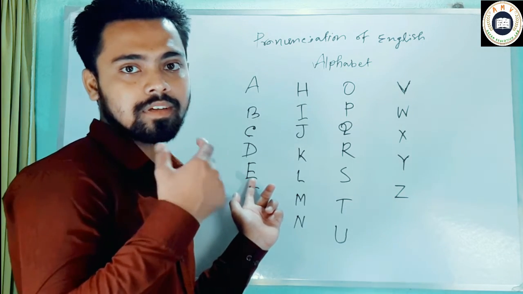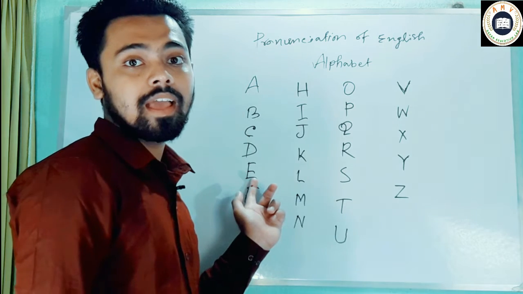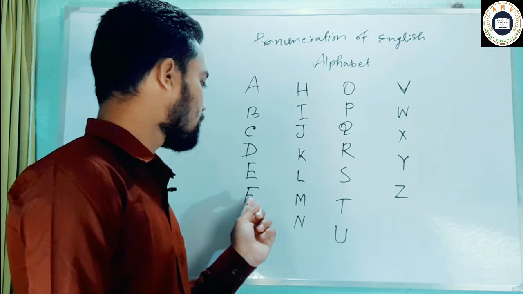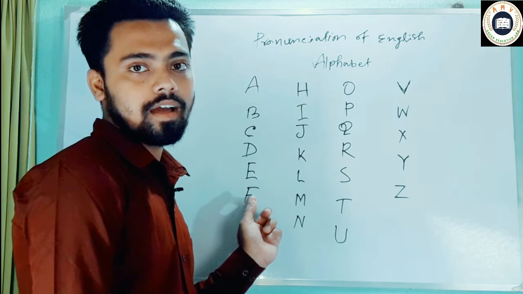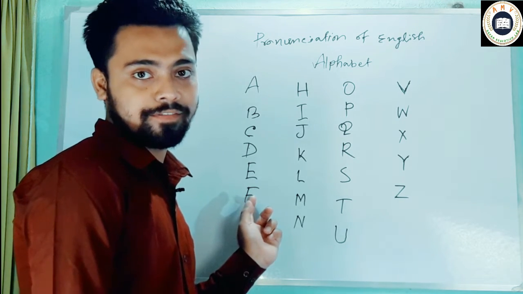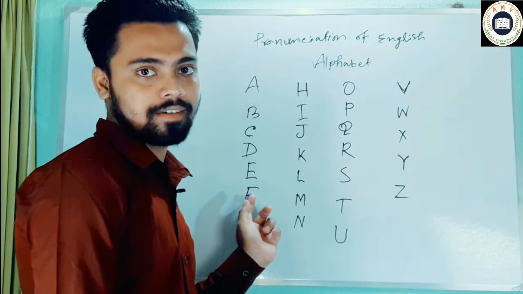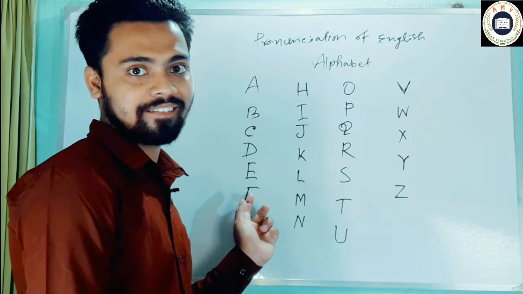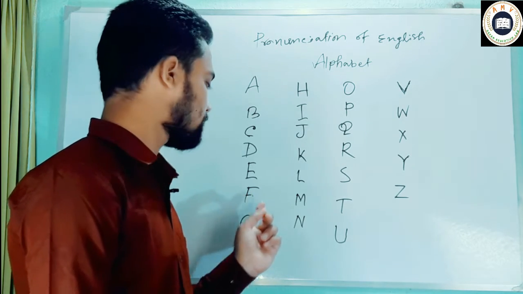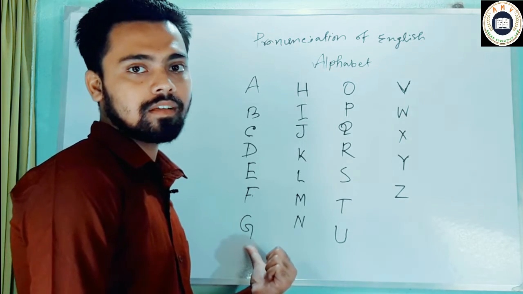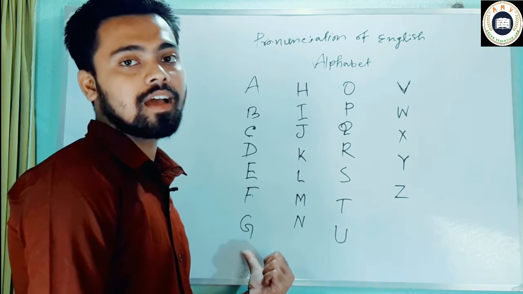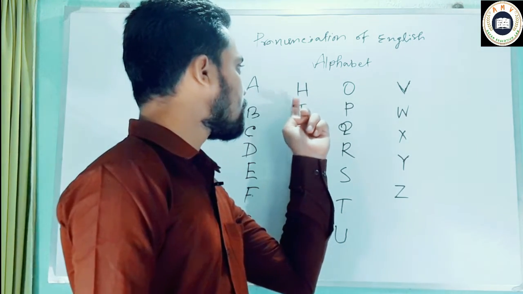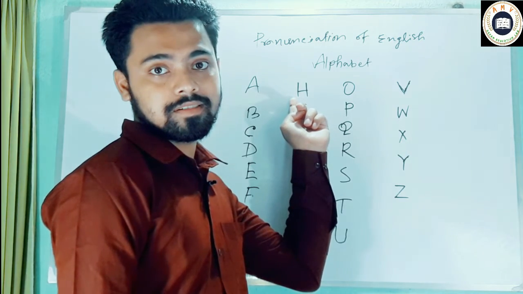Look at my lips, like a bit smiling. E. This one, F. Look at my lips. F. This one, G. Start from here. H.